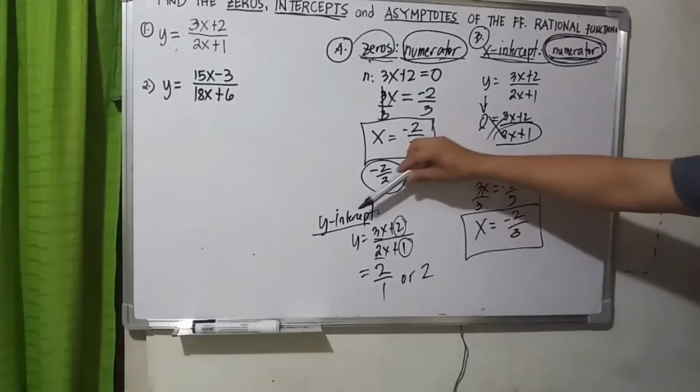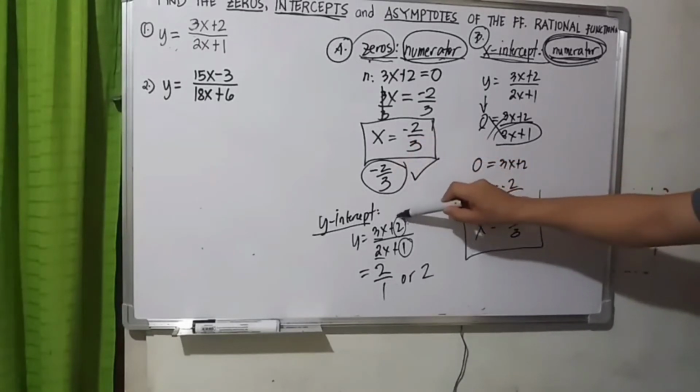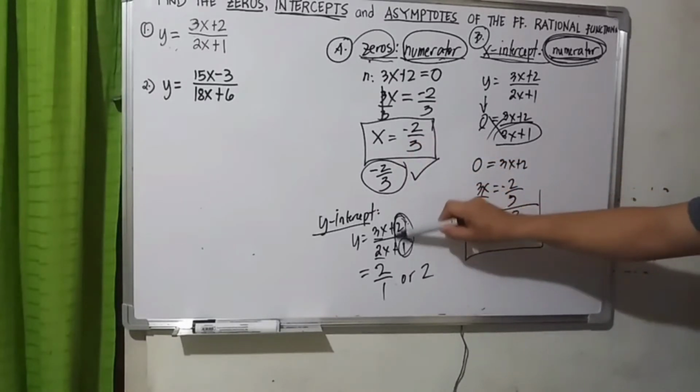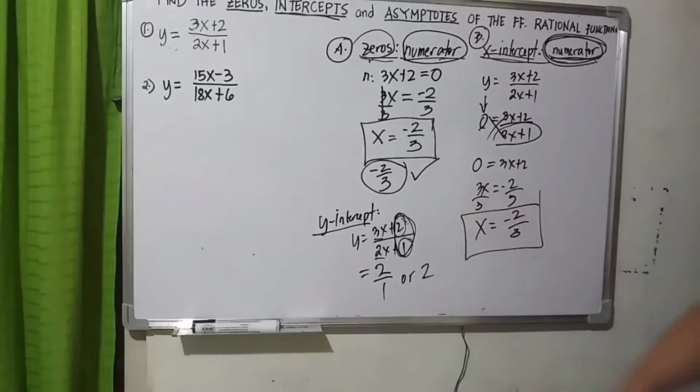Tandaan, pag y-intercept, that is the constant term of the numerator and denominator. Okay. Kuha. Okay, very good. That is the constant term of the numerator and denominator. Okay, nakuha na.